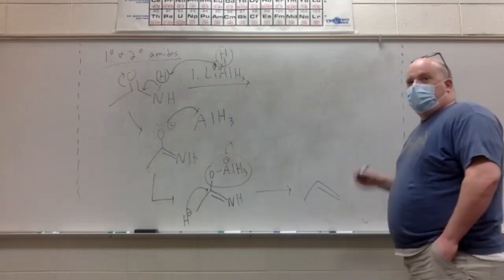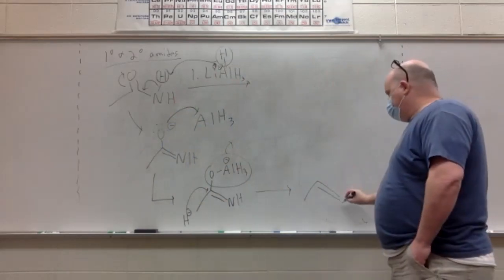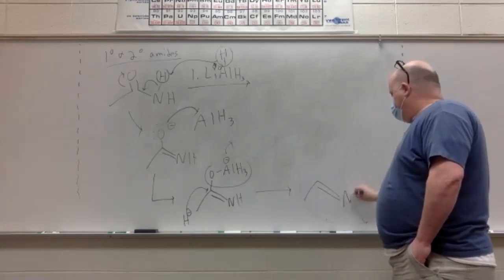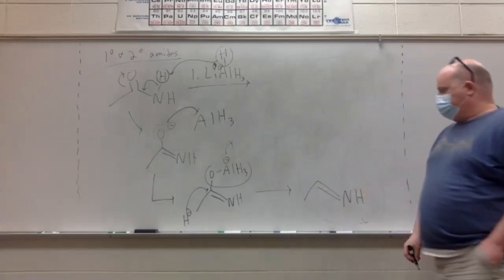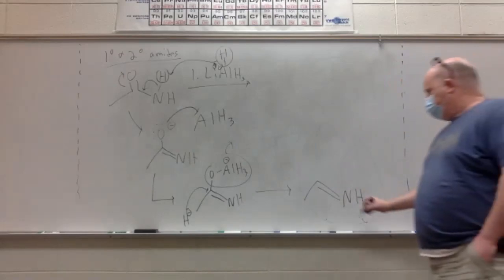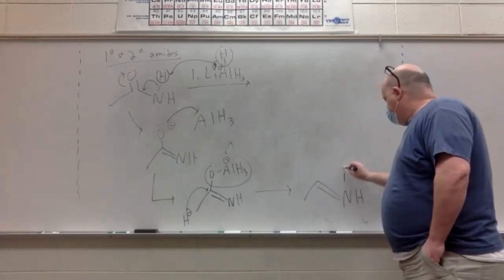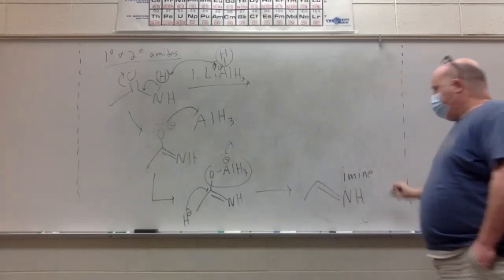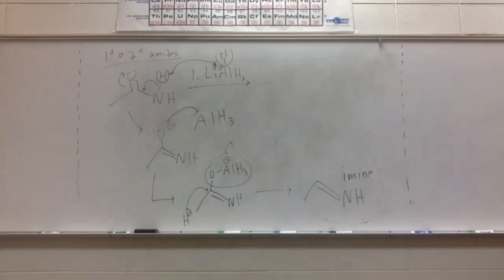And actually, if you used exactly 2 equivalents, you could stop right here. This is actually a stable compound. It produces this. This, by the way, is called an imine, not amine, imine, also known as a Schiff base. But it has a carbon-nitrogen double bond. All right, so that's actually a stable molecule.